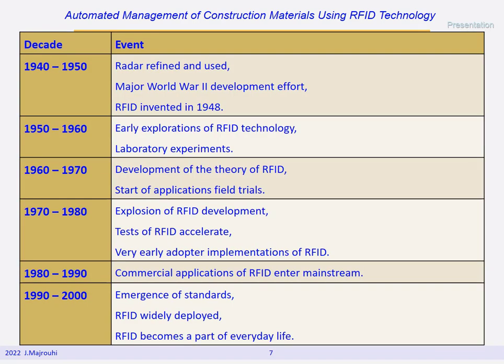Let's have a decade-by-decade look at RFID history. Between 1940 and 50, radars were refined and reused. Also, World War II developments resulted in RFID innovation. In the next decade, some exploration regarding RFID was performed and laboratory experiments started. In the 1960s, RFID theory was developed and field tests started.